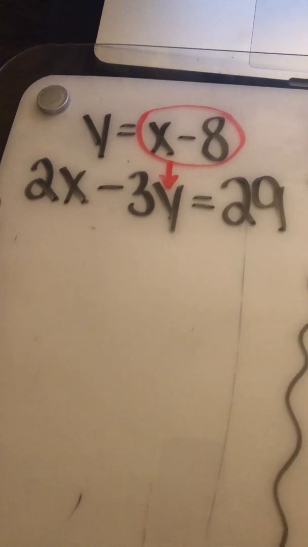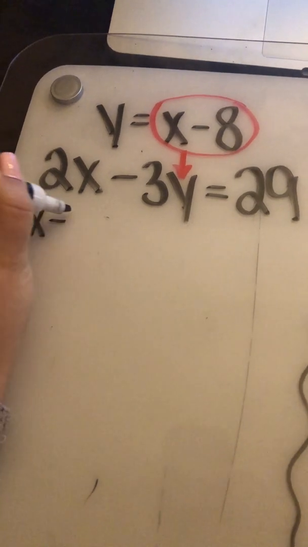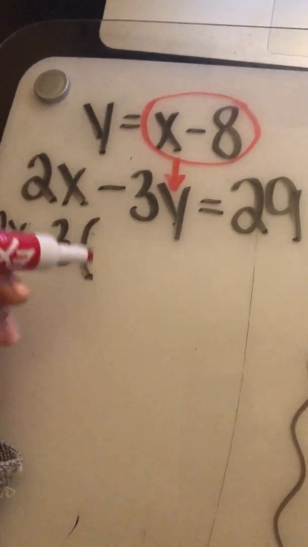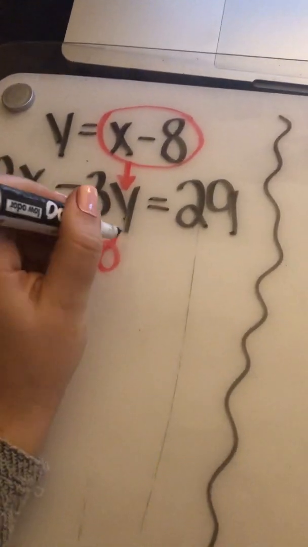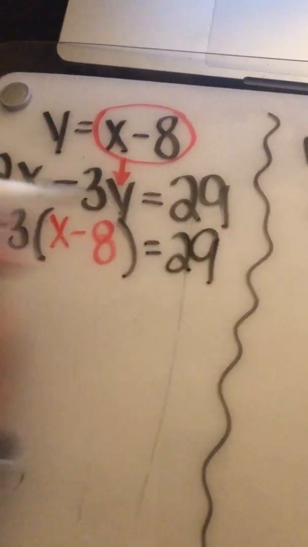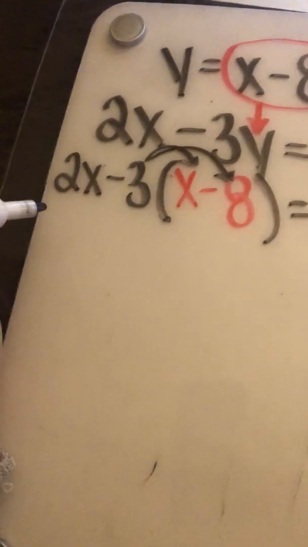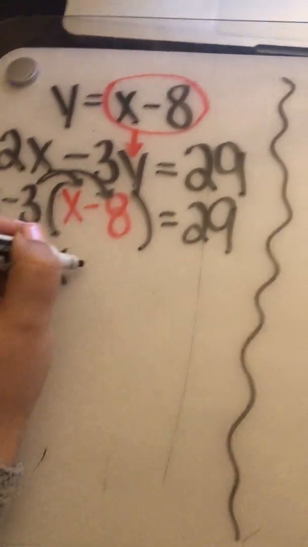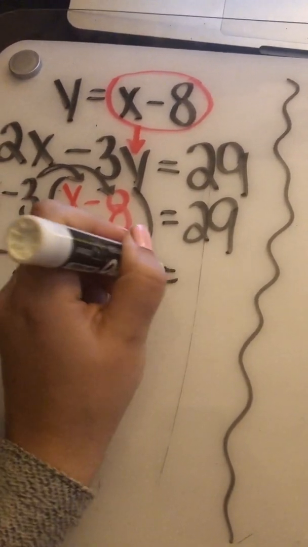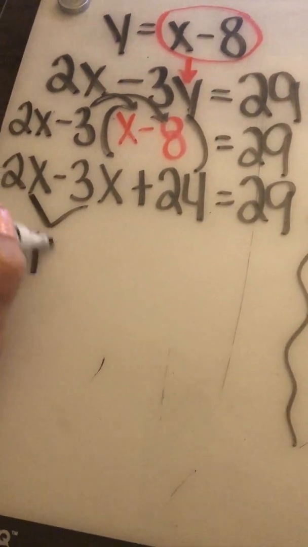Okay, so this is going to be, I'll use my color coding, 2x minus 3 parentheses. I'm going to put x minus 8 in. So x minus 8, close my parentheses, equals 29. And then you guys should know how to solve this. We're going to distribute, okay, and we'll get 2x minus 3x. A negative times a negative is a positive, so plus 24 equals 29. And then from here, you guys should know what to do. You're going to combine your like terms.